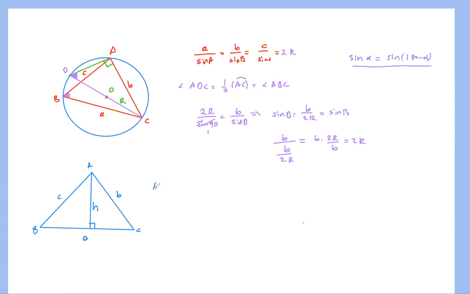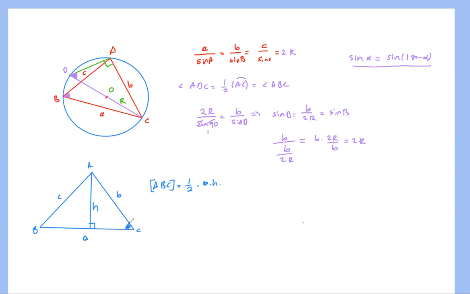If I want to find the area of this triangle ABC, I'm going to use a square bracket to represent the area. I multiply the height by the base and divide by 2, right? This is what we usually do. It's going to be A times H over 2. But I'd like to not use the H in my formula. I'd like to use the sides and angles.